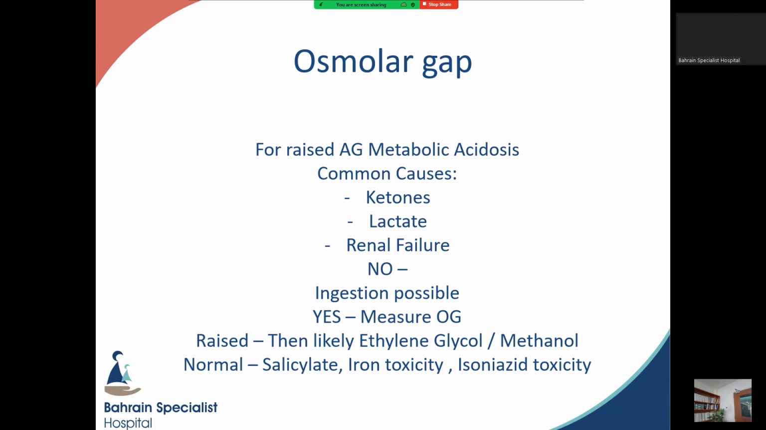If I have a high anion gap and none of the common causes is present, and I have ingestion possibility, then I will go to measure the osmolar gap. If it's raised, then the patient has ingested something. The most common are ethylene glycol and methanol. If it's normal again, then this is salicylate or iron toxicity or isoniazid toxicity.